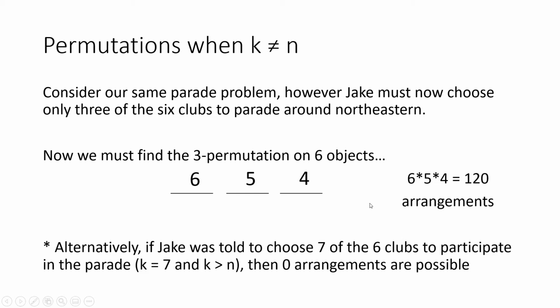Alternatively, if Jake was told to choose 7 of the 6 clubs to participate in the parade, or if k was greater than n, then 0 arrangements are possible. This is fairly intuitive, but it is also an important thing to remember.